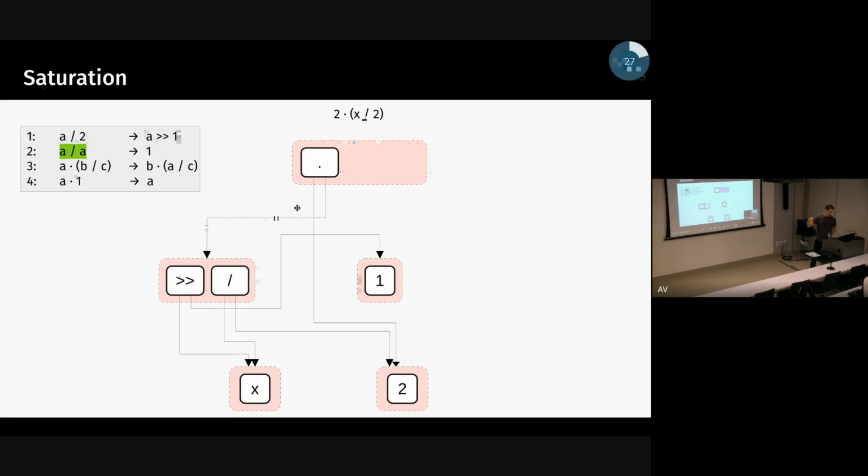We then look for, do we have a divided by a? So the division is only in the equivalence class on the left. We see that's actually x divided by 2. It's not the pattern, so a divided by a. Therefore, this does not apply.